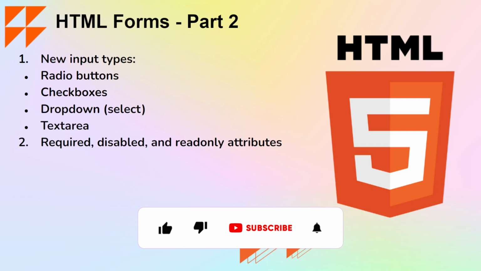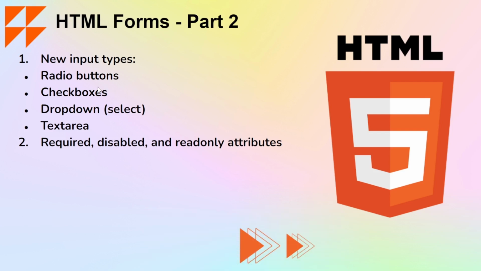Now in this video, we are going to see more types of inputs. In the previous video, we have already seen a few basic input types. In this, we will be covering more of them. We are going to see radio buttons, checkboxes, drop downs, text areas, and then we are going to see some important attributes like required, disabled, and read only. So without wasting any time, let's get started.